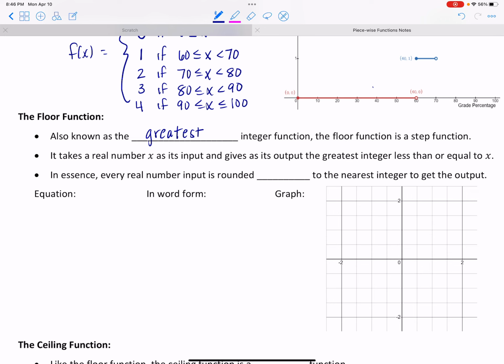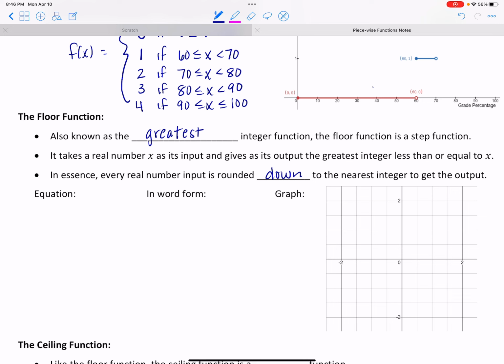And basically what it does, it's a hard one to say, but it takes a real number. Any real number input is going to be possible here. So it takes any real number input, x, and its output is the greatest integer that is less than or equal to x. Now that sounds probably really complicated, and it does to me too, but here's the gist of the idea. Any real number input is rounded down to the nearest integer to get the output.